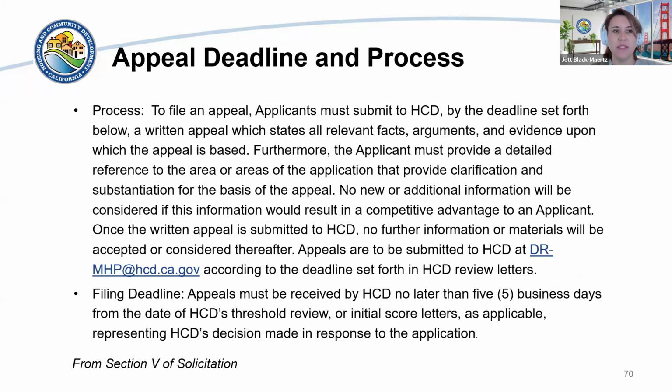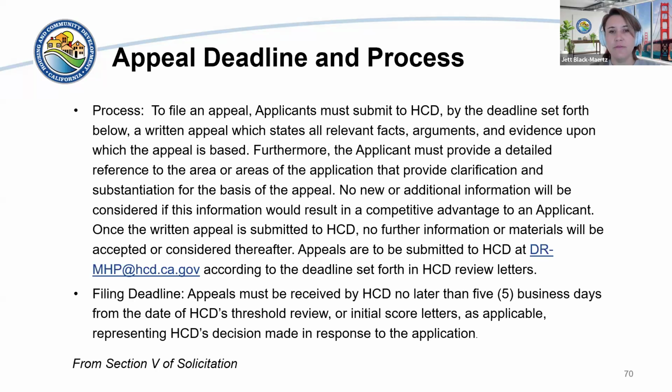The appeal deadline and process. To file an appeal, applicants must submit to HCD by the deadline set forth in the solicitation a written appeal which states all relevant facts, arguments, and evidence upon which the appeal is based. The applicant must provide a detailed reference to the area or areas of the application that provide clarification and substantiation for the basis of the appeal.